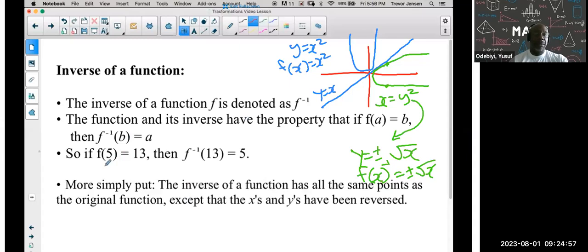So here we have the point 5, 13. For f at x, when x is 5, y is 13. But for the inverse of f at x, when x is 13, y is 5. All that's happened is the x and y coordinates have swapped with each other. So the inverse of a function has all the same points as the original, except the x's and y's have been switched or reversed.